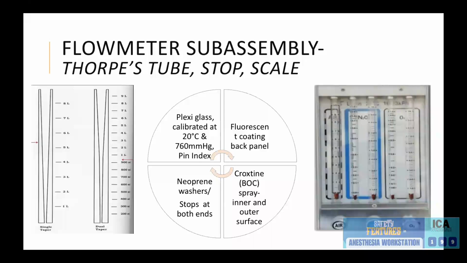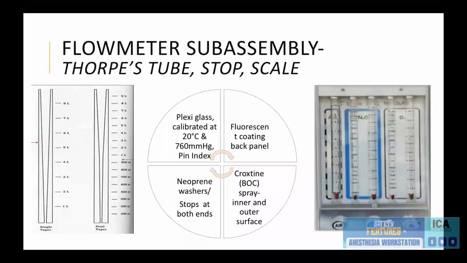So what are the safety features in a side tube, which I was talking about? It is made up of borosilicate glass. And since it is transparent, you can see across, right? You can see the bobbin floating in it. You can see the scales. You can see the back panel. And we have to understand that the flow meter assembly is calibrated very carefully at 20 degrees centigrade and at atmospheric pressure. And it is calibrated for each single gas.